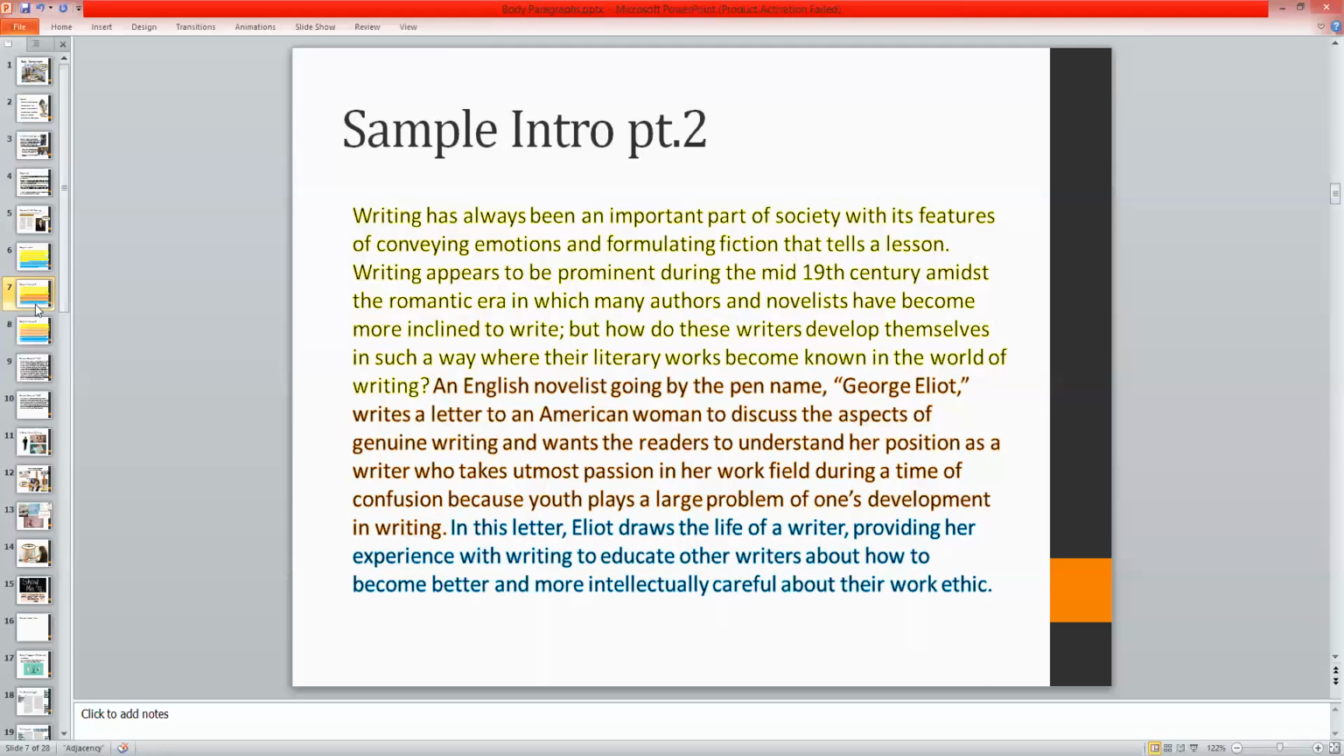Writing appears to be prominent during the mid-19th century amidst the Romantic era, in which many authors and novelists have become more inclined to write. But how do these writers develop themselves in such a way where their literary works become known in the world of writing? And that's a really good question from this author here.